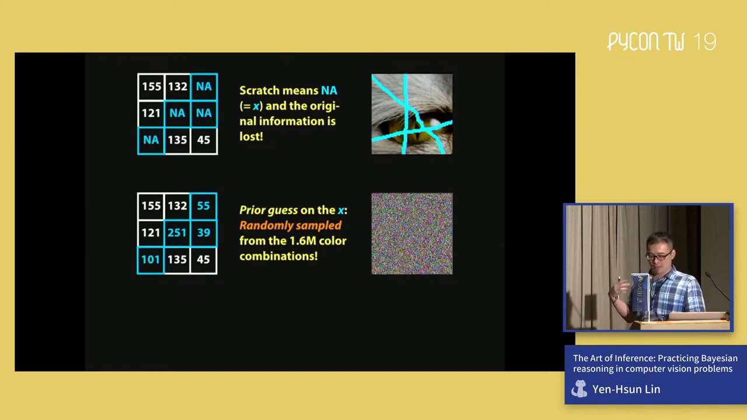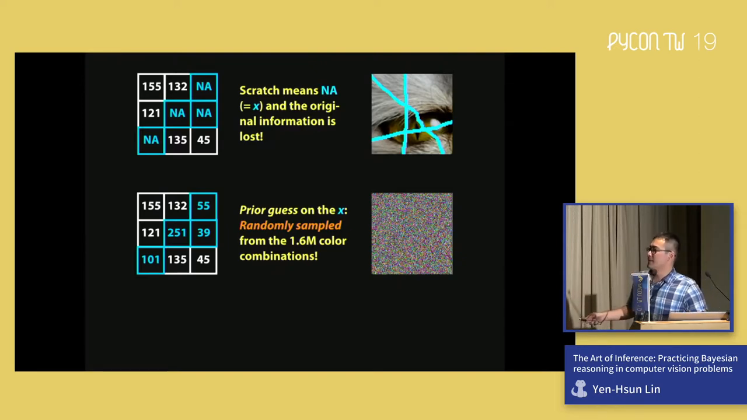So you might want to ask, what is the most correct or most good guess on this scratch region? In general, there are a plethora of choices, but as I mentioned in part one, I will particularly choose the prior here based on the maximum entropy criteria.